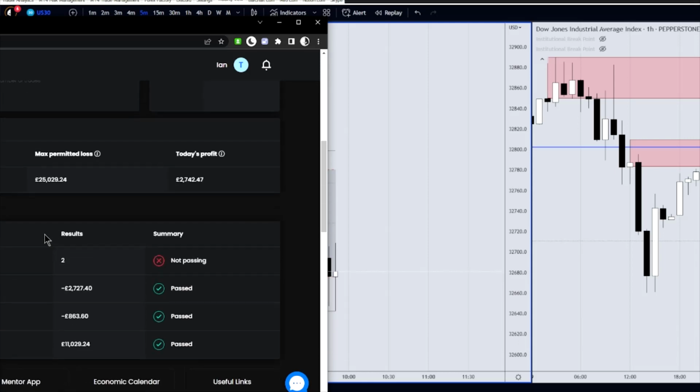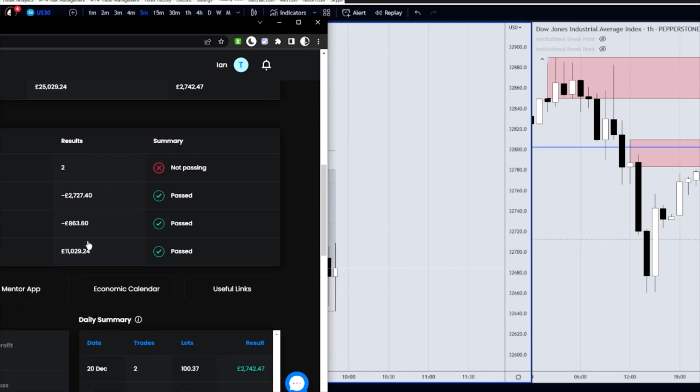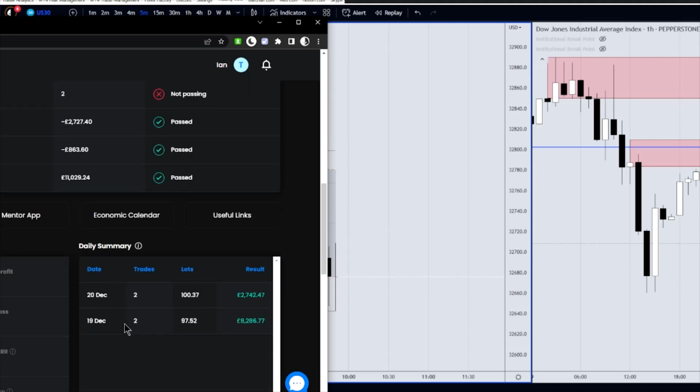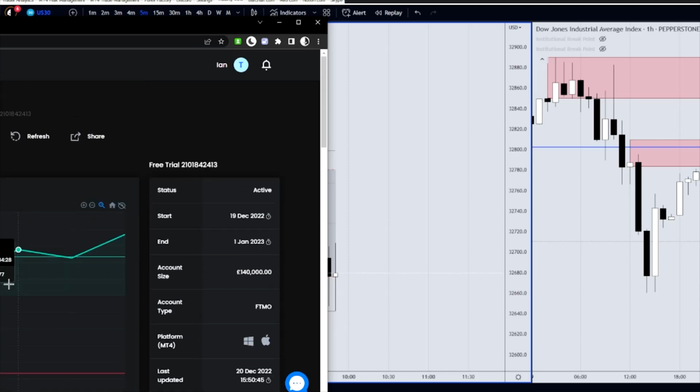So that's 4 trades, is it? Yeah, four trades so far. 2 days in, and already hitting the target.